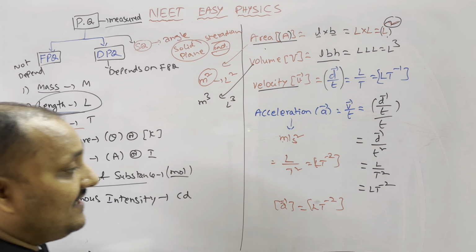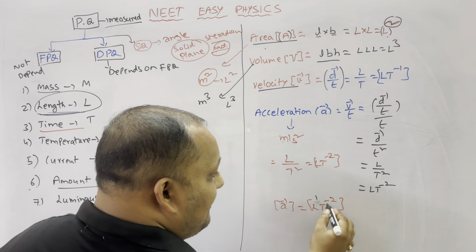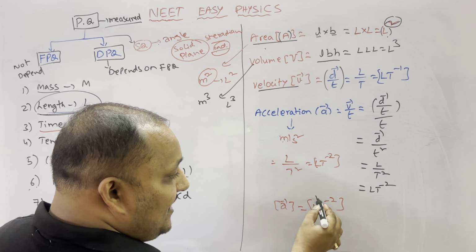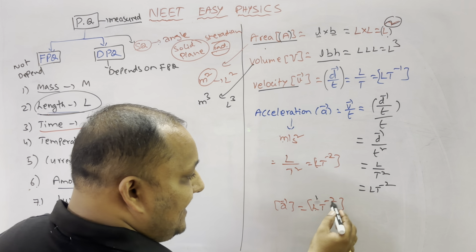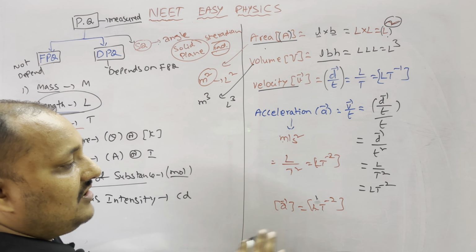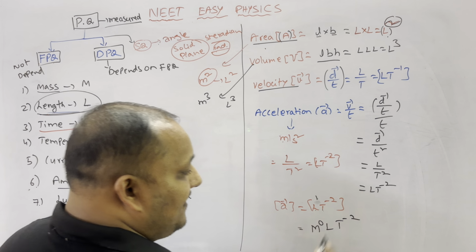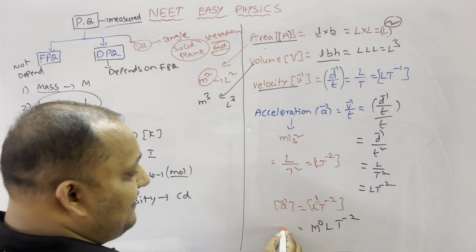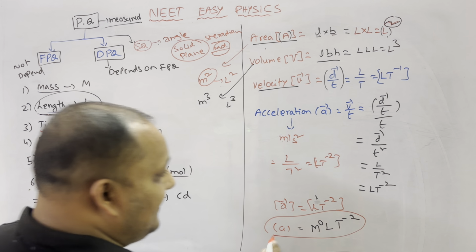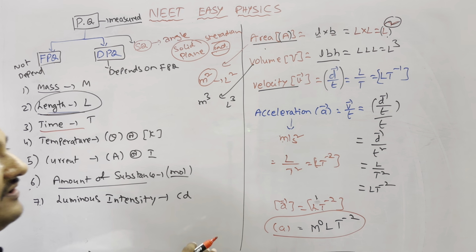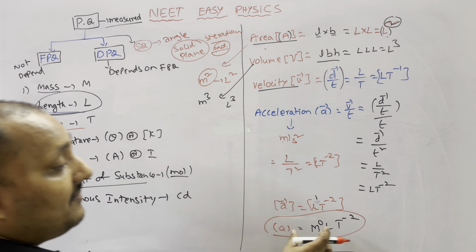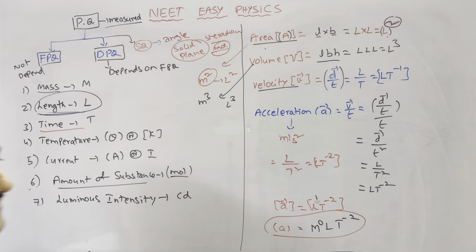Length power, how much is there here? Length power is 1, time power is minus 2. So 1 is the dimension of length, minus 2 is the dimension of t. If you want to write in terms of m, they will write m power 0, L t power minus 2. This is the dimension formula for acceleration. See how to write the dimension formula, you have to remember. You cannot always remember the right side dimension formula. So you should remember the definition, and then you are in a position to write the dimensional formula.